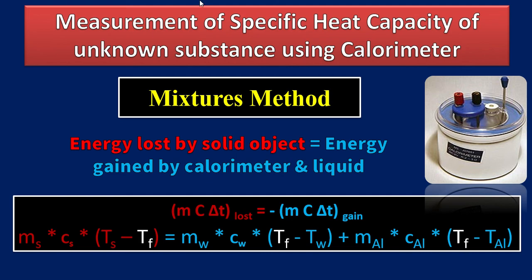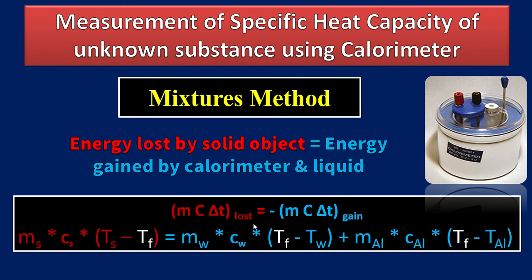Okay, now it's time to know how to measure the specific heat capacity of a known substance using calorimeters. What is the main method that we will use? The first one is called the mixture method, as we showed in the previous video. The energy lost by the solid object is equal to the energy gained by the calorimeter and its contents. The calorimeter is an isolated system that isolates the internal heat from the surroundings.